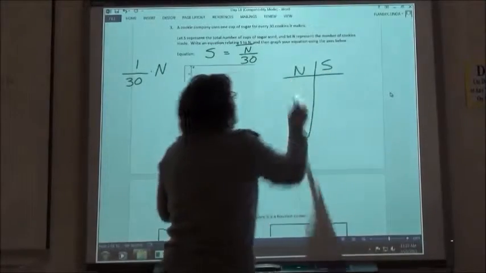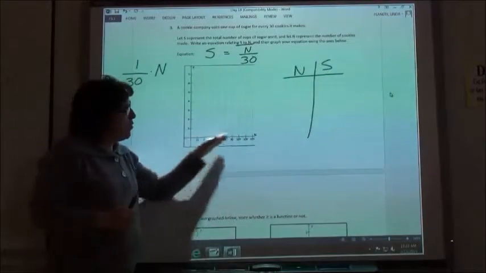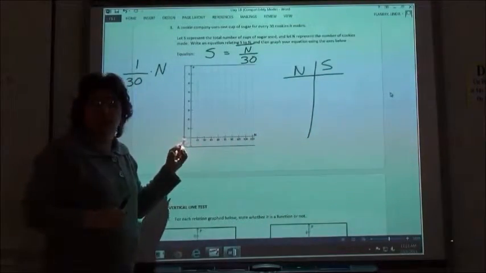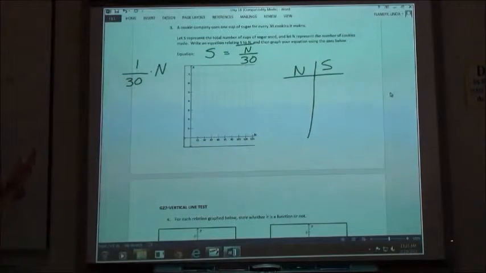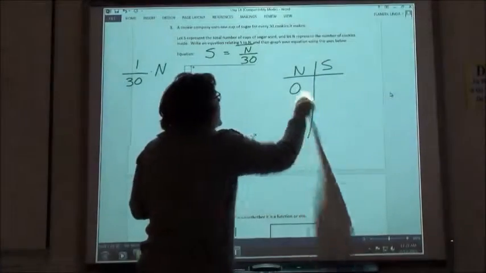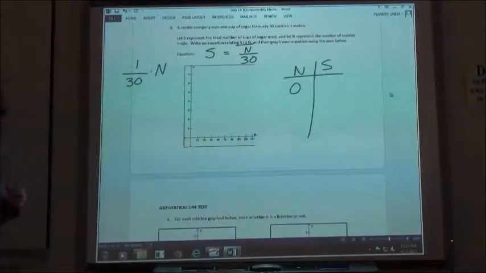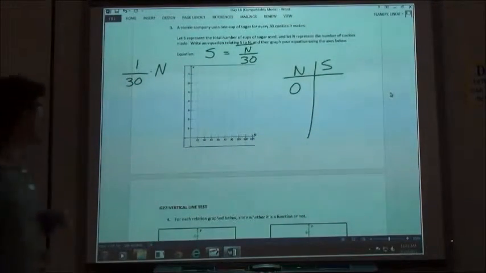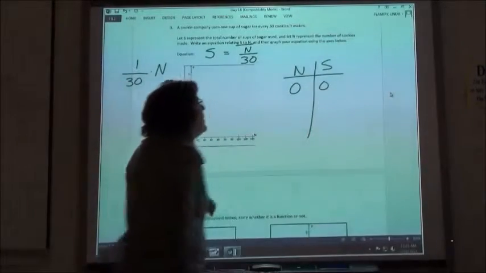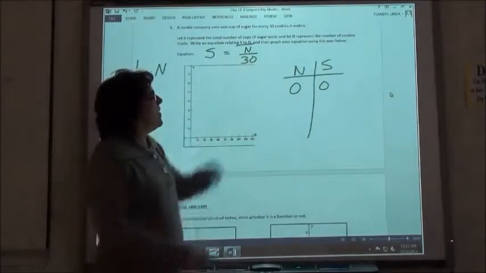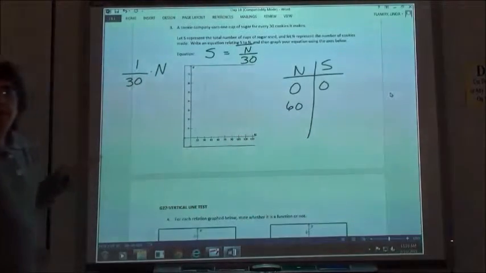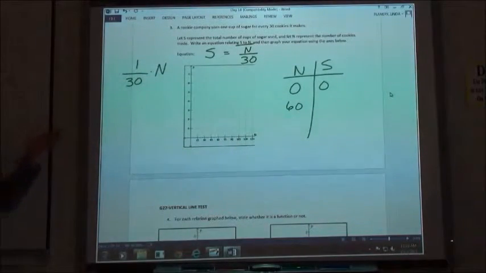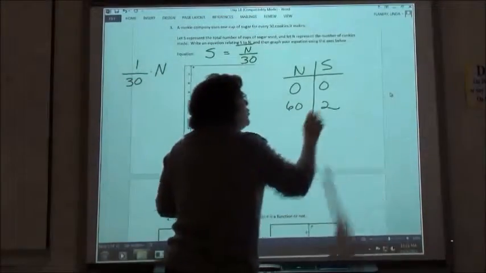Now I want to use N and S. Now look at the values here. We want values that make sense, and notice it's not going 1, 2, 3, 4, 5, 6, 7, 8, 9, 10. We want things that make sense. If I don't make any cookies, how much sugar am I going to use? Well, 0 divided by 30 is still 0. Since this has to be divisible by 30, what if I made 60 cookies? If I made 60 cookies, 60 divided by 30 means I've used 2 cups of sugar.